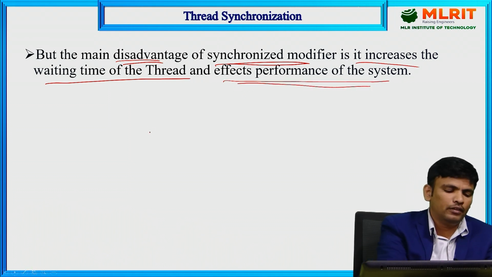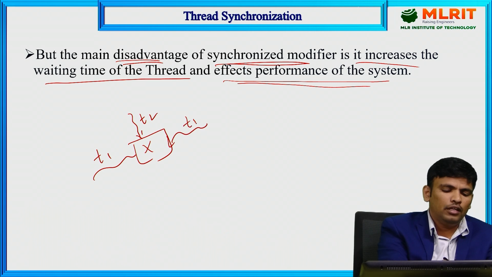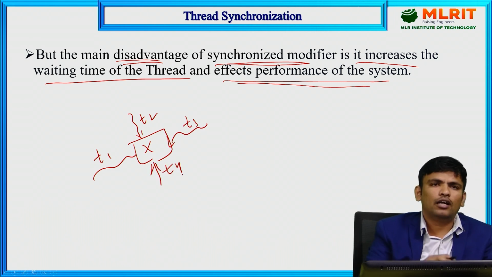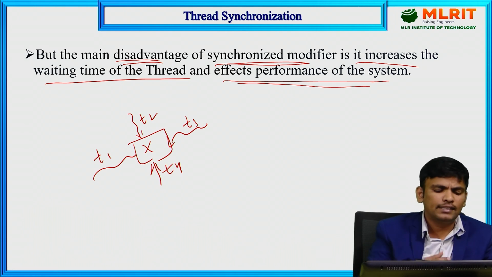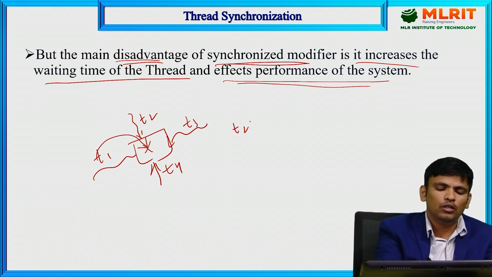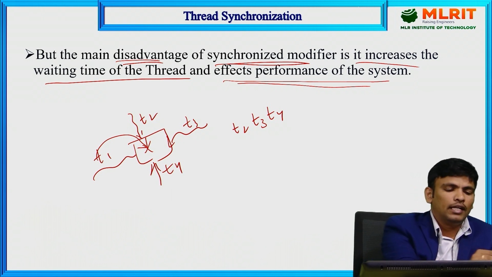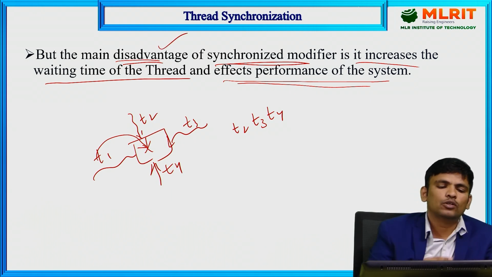Like, suppose you take the same example, with T1, T2, T3 and T4. These threads are trying to access a resource, like the X resource. Suppose T1 got a chance to execute, T1 will operate on this X resource, but T2, T3 and T4 will be in the waiting state. So it is increasing the waiting time. That is a disadvantage of thread synchronization.